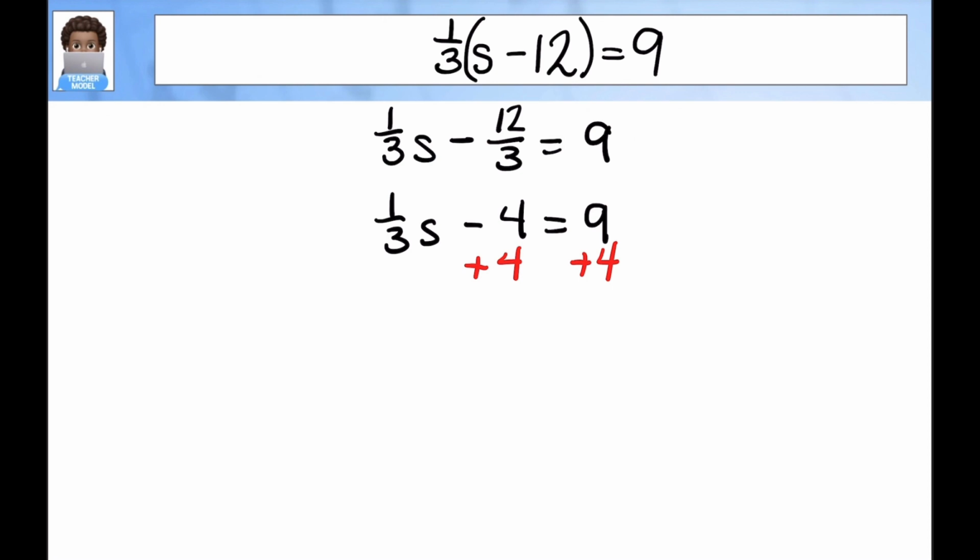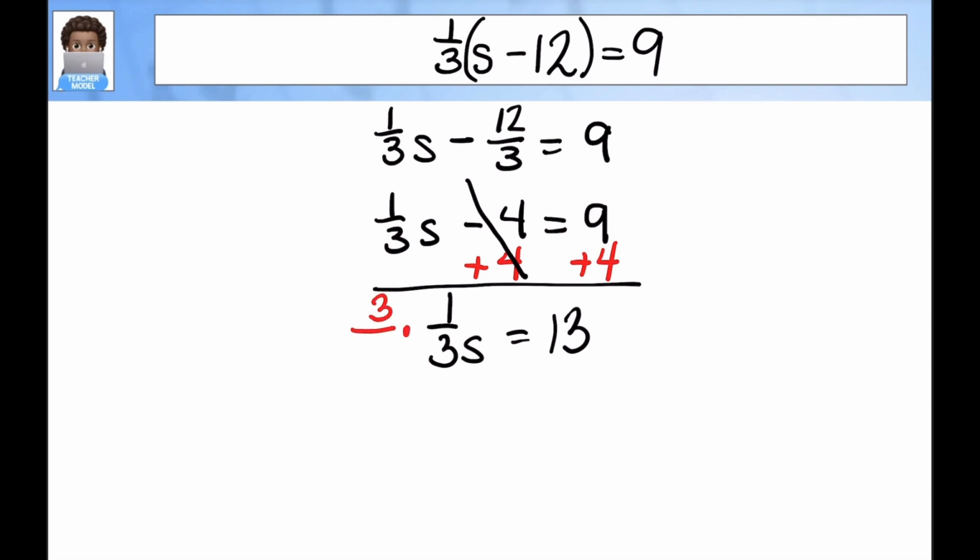Notice this time I'm doing it vertically, so it's a little bit easier to look at. And they still make a zero pair, leaving me with 1/3 s and 13 on the other side. And for my coefficient, remember I'm going to multiply by the reciprocal, 3 over 1. I want to do that so I get 3 over 3, which is the same as just 1s. And we'll do the same thing to the other side. We're going to multiply it by 3 over 1, which will give us 39.